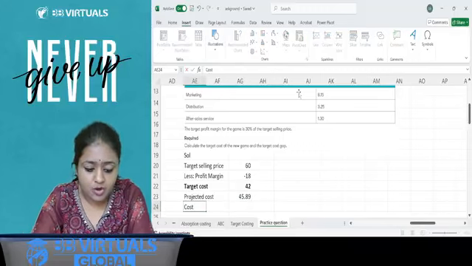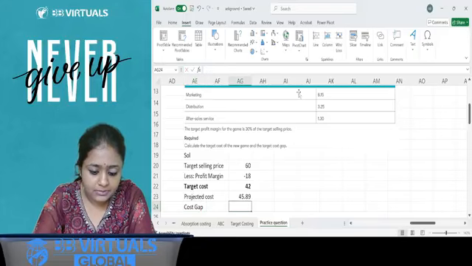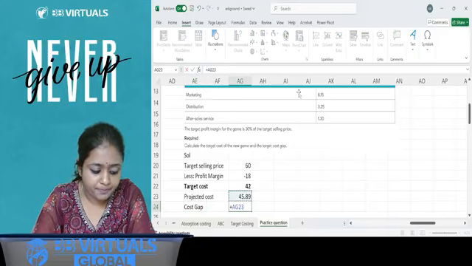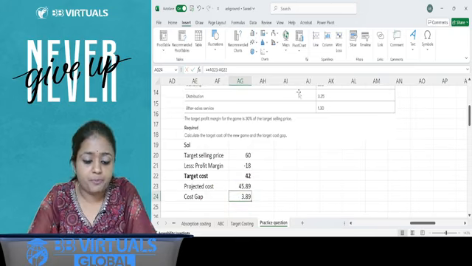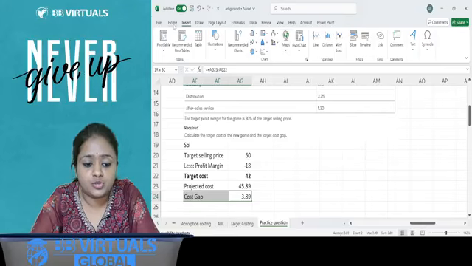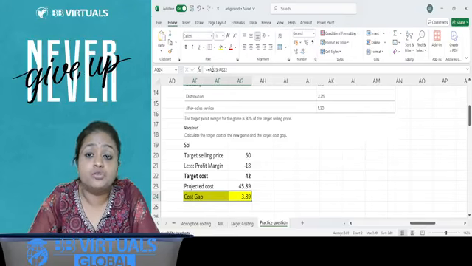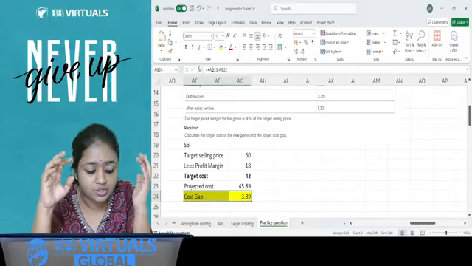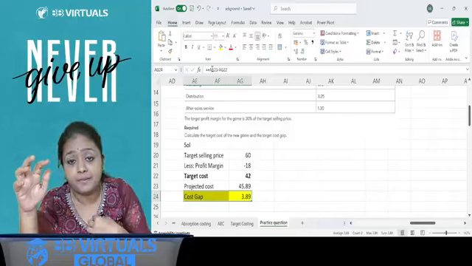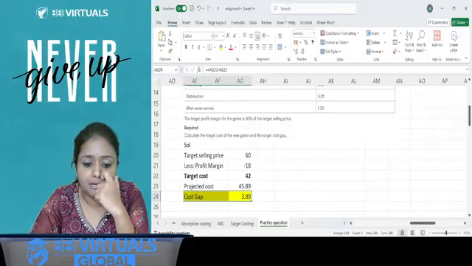That means what is the cost gap? The cost gap is 3.89. Now what the company should do, guys? Your company should investigate into the reasons that why there is a cost gap and they should try to minimize the cost gap. What can be the different ways to minimize?